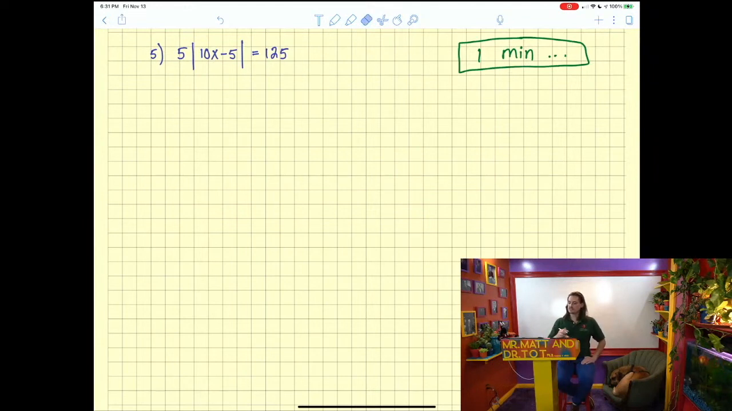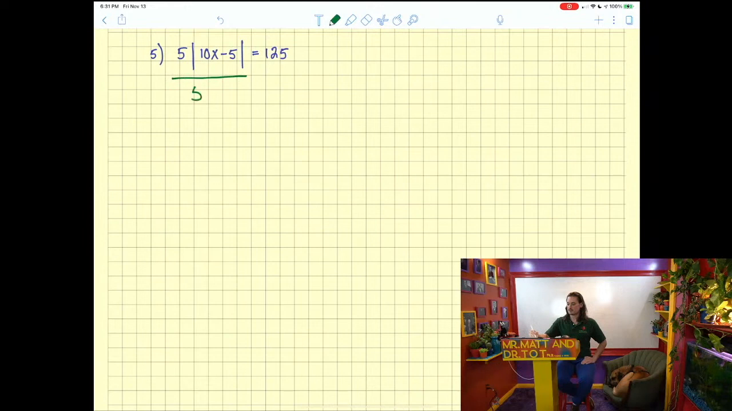Okay, so in order to get the absolute value by itself, first we need to divide by 5 on both sides. That'll eliminate the 5 on the left, leaving us with the absolute value of 10x minus 5 is equal to 125 divided by 5 is 25. So in order to remove the absolute value bars, I need to consider the positive and the negative outputs.